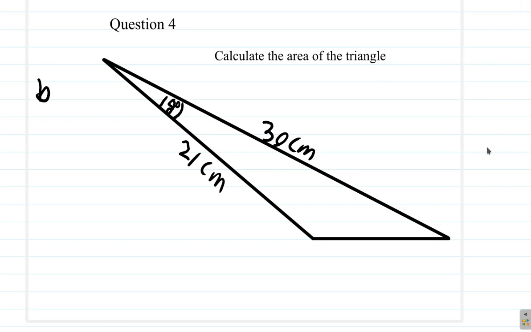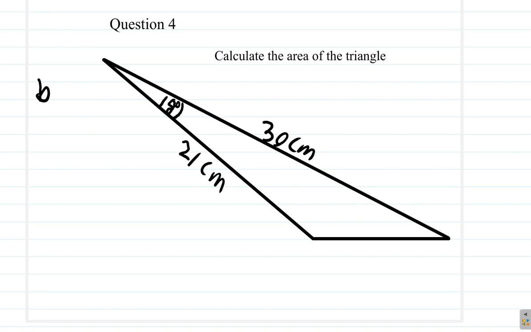Now let's look at question 4b. We have a triangle here. You have 18 degrees, this angle, this side is 30 and this side is 21 centimeters. And we're to calculate the area of the triangle.